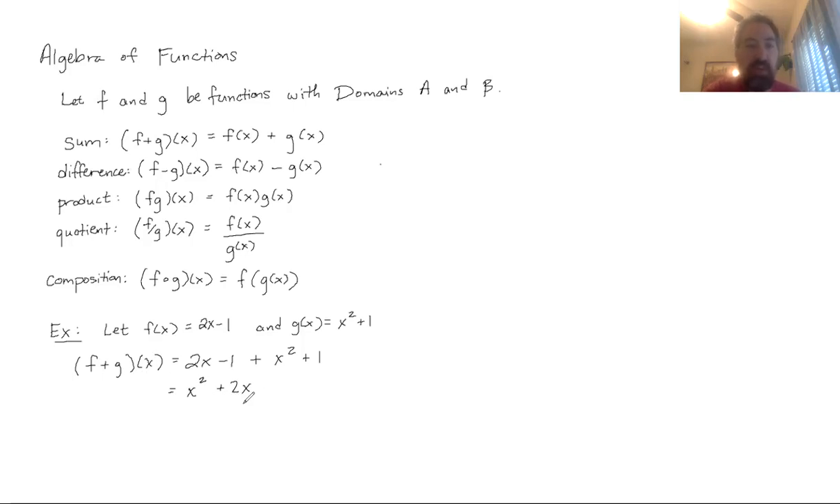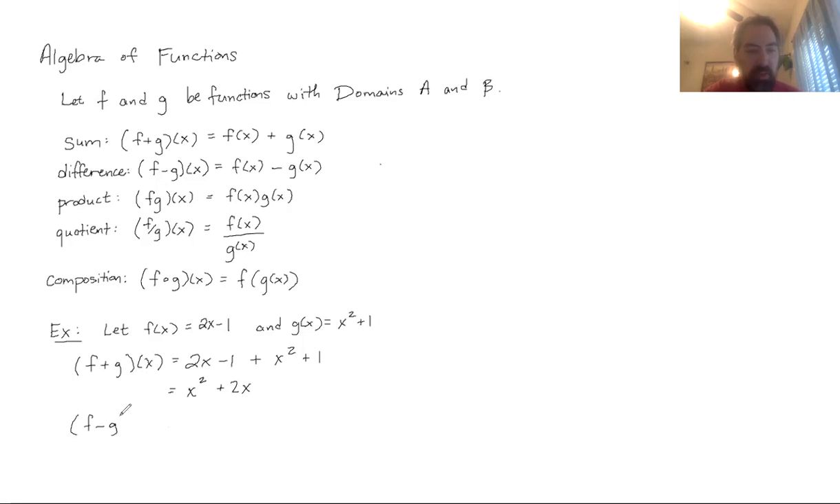So f plus g is x squared plus 2x, which is also a function. And the domain of f plus g will be the intersection of the two domains of f and g. Now, in this case, f and g are both polynomials, so the domains are all real numbers, which means that f plus g will have a domain of all real numbers.